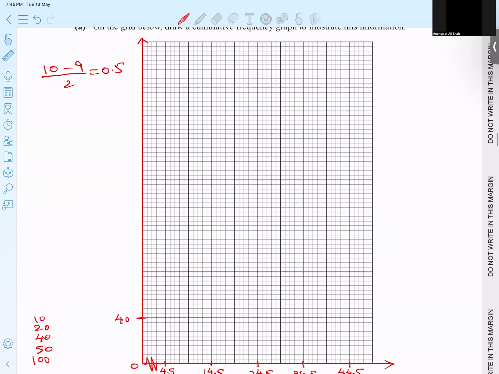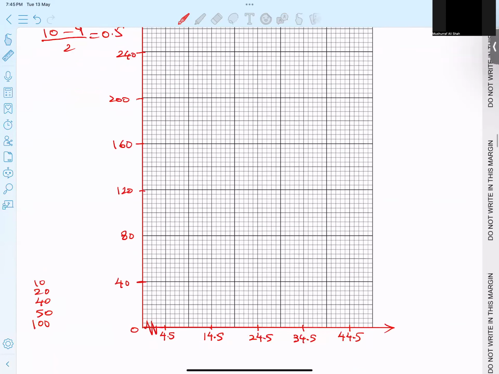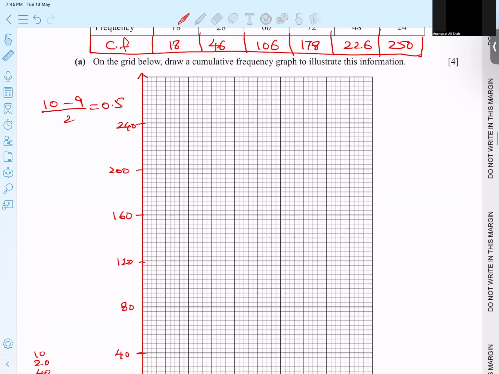Let's check whether 40 works or not. 40 plus 40 is 80. Then 120, then 160, then 200, and then 240. I think this is better. So with a gap of 40: 40, 80, 120, 160. Yeah, this is okay. Then I'm writing here 280.